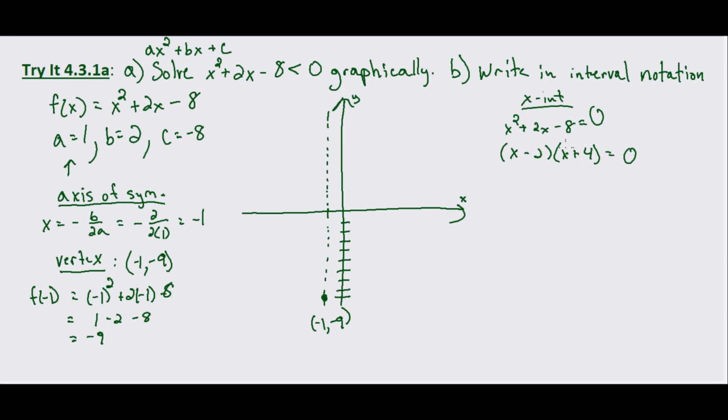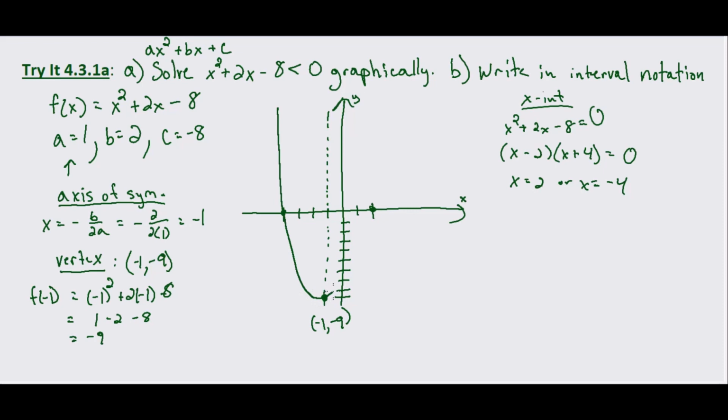Multiply through, that gives us x squared plus 4x minus 2x is plus 2x minus 8. So that does end up being what we originally had for our quadratic, x squared plus 2x minus 8. And what this means is x minus 2 equals 0, or x plus 4 equals 0. So x equals 2, or x equals negative 4. So we'll go to 2, 1, 2. And we'll go to negative 1, negative 2, negative 3, negative 4. And now we can connect the dots.